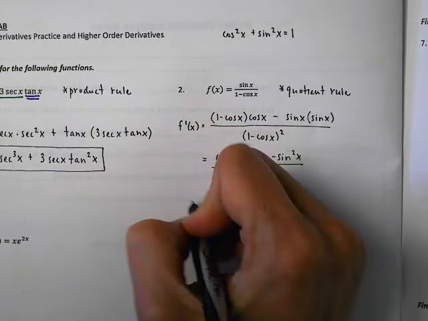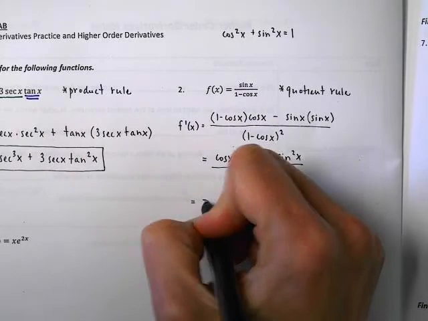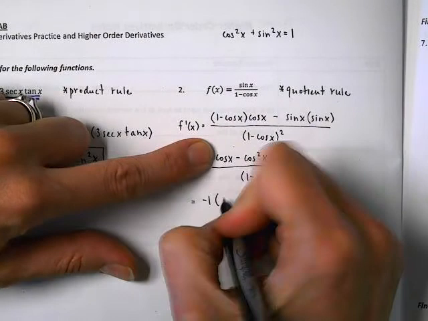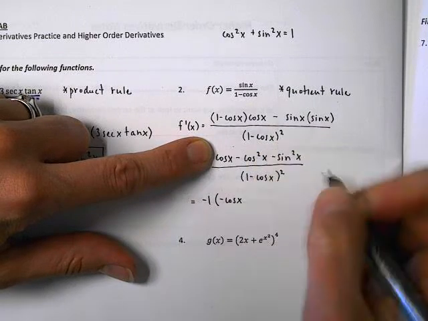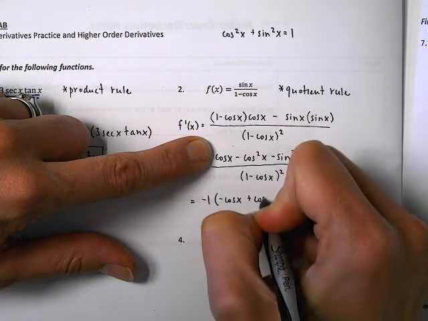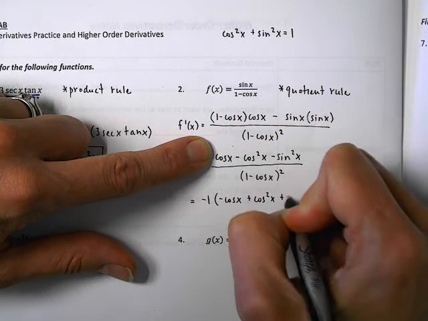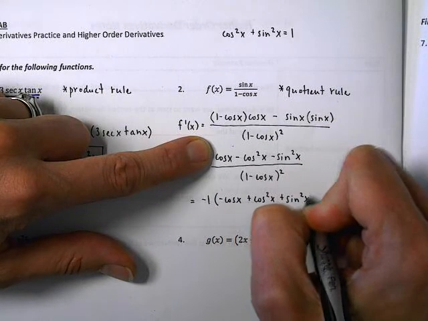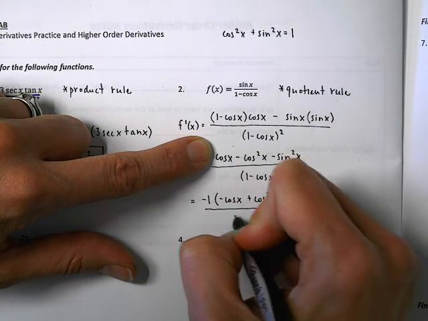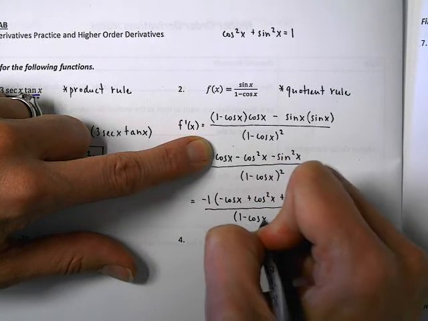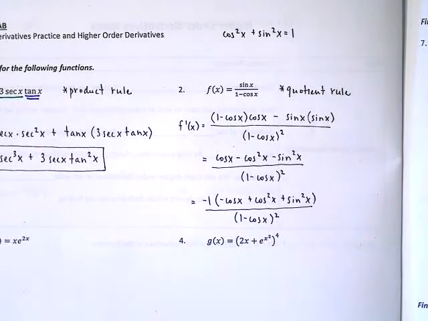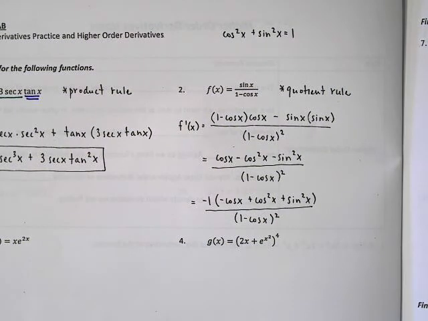So what I'm going to do is I'm going to factor out a negative 1. Which means I have negative the quantity cosine of x plus cosine squared of x plus sine squared of x, all over 1 minus cosine of x squared. Now, you're probably wondering why I did this. And to answer the question, this will not be on the test. You won't have to do it. But again, it comes up pretty frequently on the AP exam, so I want to give you a heads up.